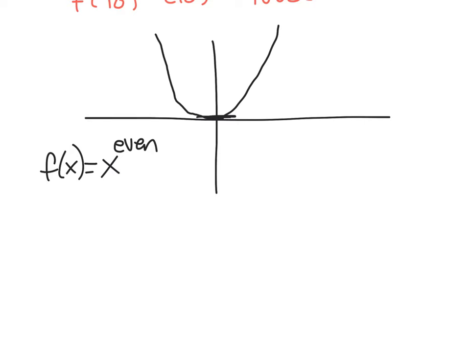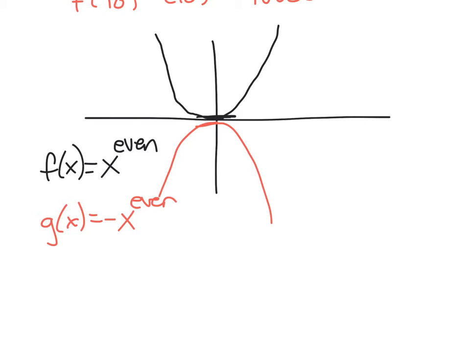Okay? So then the first question is, what if I wanted to flip this over the x-axis? So write a, it still has an a. We could write g of x equals negative x to the even power, like this. It would look like this, right? It'd just be reflected.